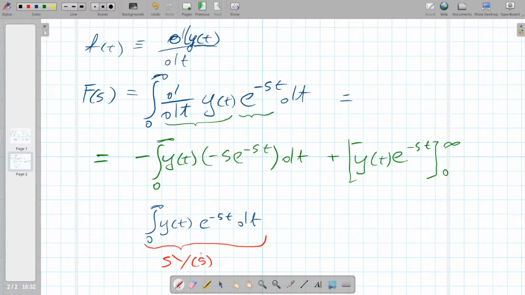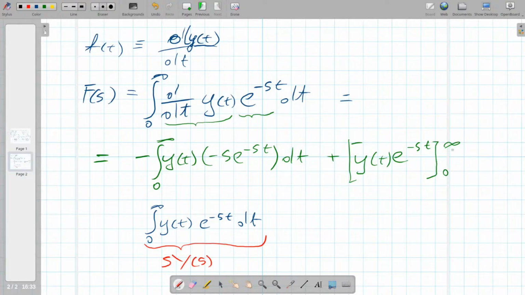What is the conclusion? The conclusion is that the operation of differentiation in the time domain is a multiplication in the Laplace domain. So in the domain of s, we just multiply Y of s by s, but it's not over. We still have this part here. So let's think about it a bit.